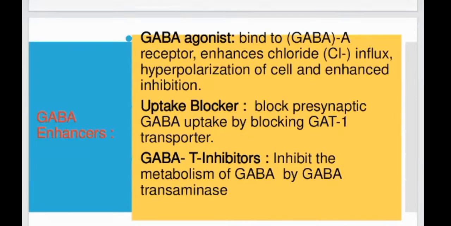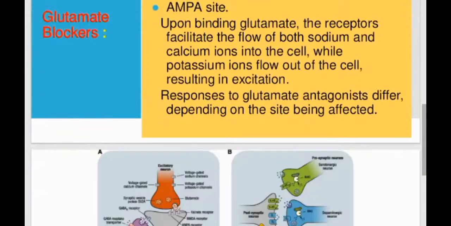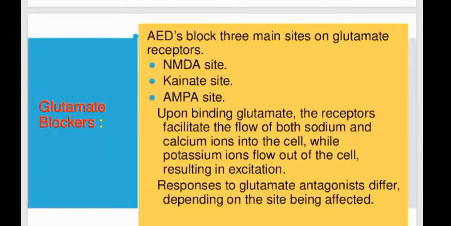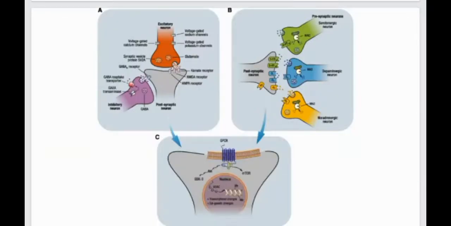For the GABA enhancers, GABA agonists bind to the GABA A receptors, enhance chloride influx, hyperpolarization of the cells, and enhanced inhibition. Uptake blockers block presynaptic GABA uptake by blocking the GAT-1 transporter, and GABA-T inhibitors inhibit the metabolism of GABA by GABA transaminase. This one is the diagram of the GABA enhancers. Further, we have the glutamate blockers, which act on the NMDA site, kainate site, and AMPA site. This one is the diagram of the glutamate blockers.